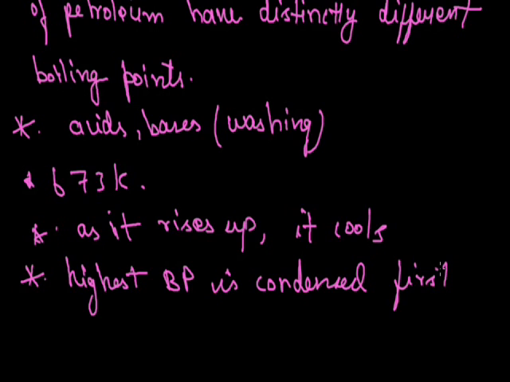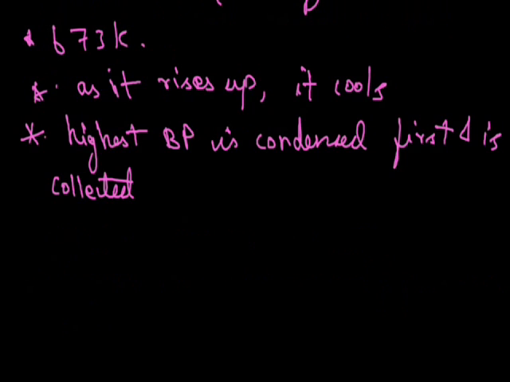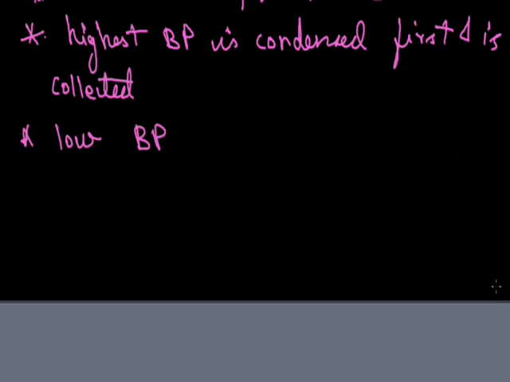The compound with the highest boiling point condenses first and is collected. The compound with the low boiling point moves up and is collected above in the fractionating column. The various components contained at different heights of the column are collected separately.